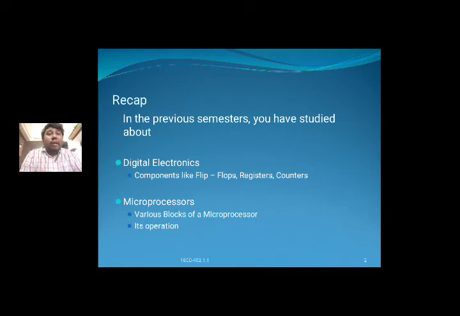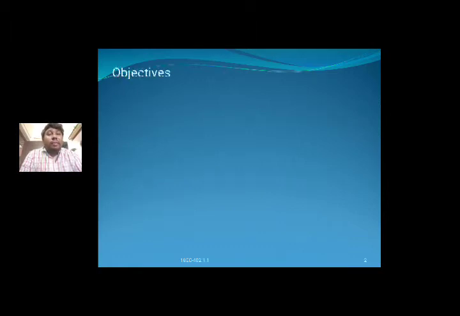Now here we are mainly focusing on the microcontroller: its functionality, its operation, the register structure of the microcontroller, and its pin diagram and architecture. Everything will be discussed in this particular subject.